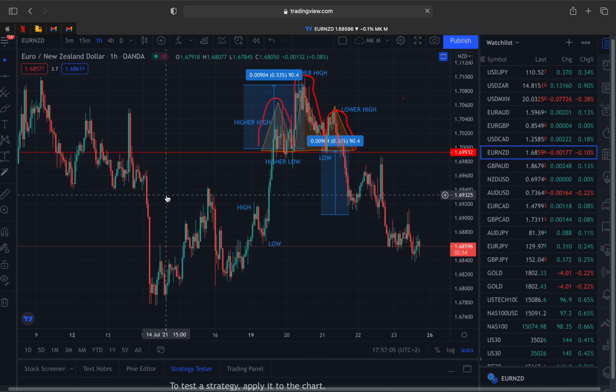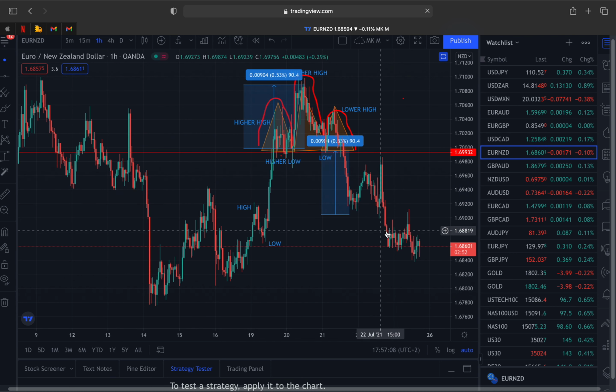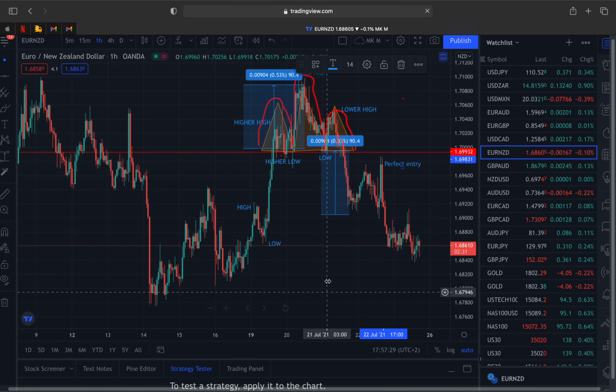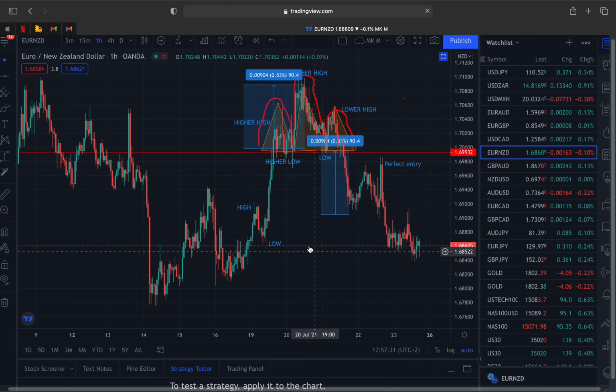But I think the safest way to also trade this pattern is to wait for the neckline to be broken, a retest, then a drop again. Just enter. Perfect entry would be here. This would be our perfect entry.